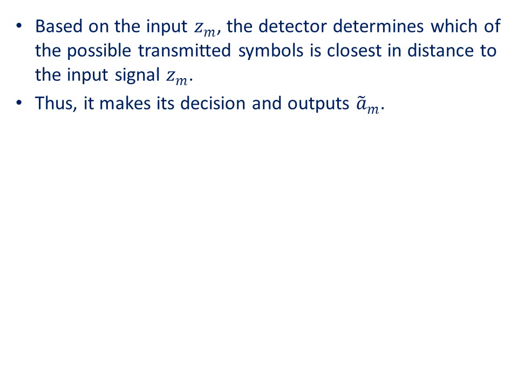Now, based on the input Zm, the detector determines which of the possible transmitted symbols is closest in distance to the input signal Zm. Thus, it makes its decision and outputs a m cap. And now the important thing is what makes the DFE, that is decision feedback equalizer, nonlinear is the nonlinear characteristic of the detector which provides the input to the feedback filter.